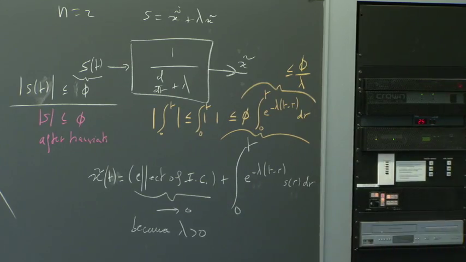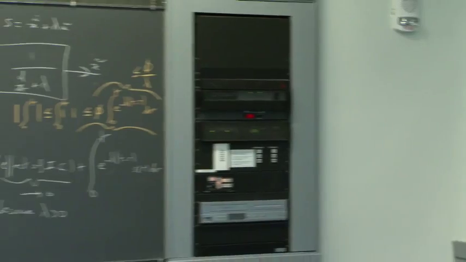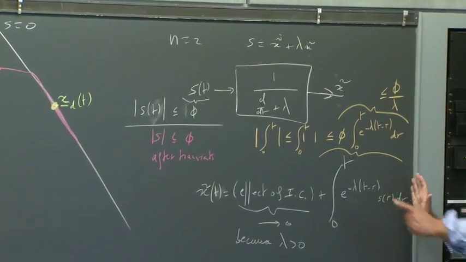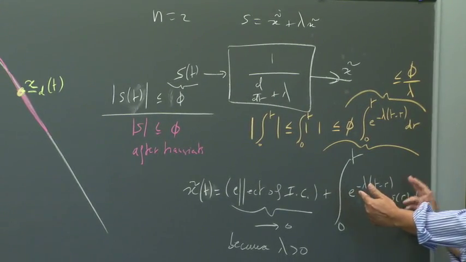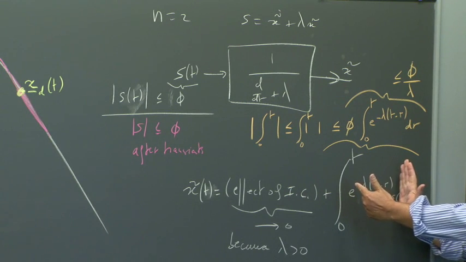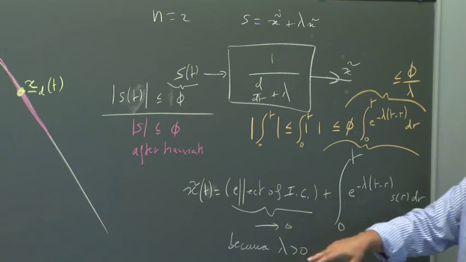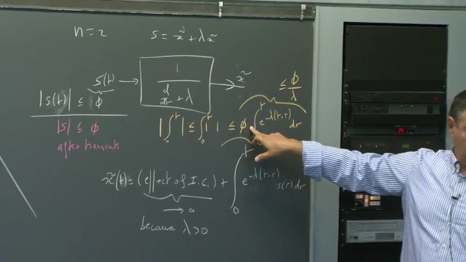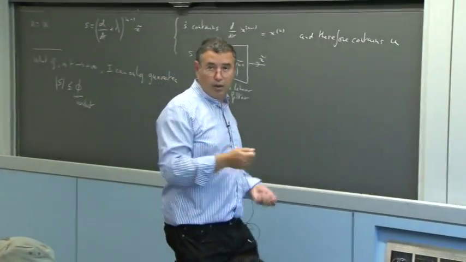Yes? Why is the integral of s equal to phi? It's not equal to phi. I've put a bound. So you have the integral of the absolute value of this, which is the product of the absolute values. The exponential is positive, so the absolute value doesn't matter, and you have the absolute value of s. Now we're trying to upper bound this, so we know that s is less than phi, so we get the phi out of the integral, and what's left is just the exponential, so we just compute the integral. Okay.